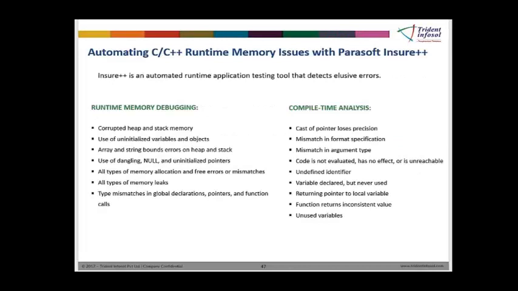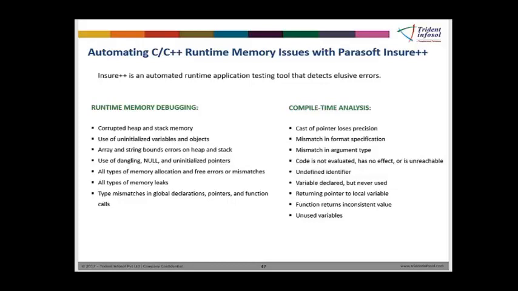For detailed runtime memory analysis, we have a tool called Ensure++. Ensure++ is used for runtime application testing. It will detect runtime memory errors which are not possible to find in normal testing. The tool will capture compile time errors and runtime memory errors. Examples are null pointer dereferencing, uninitialized pointers, dangling pointers, array out of bounds, memory leaks, and corrupted heap and stack memories. All these memory errors can be captured with the help of Ensure++.